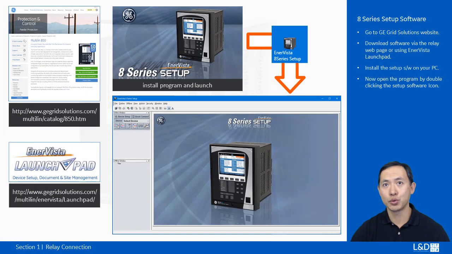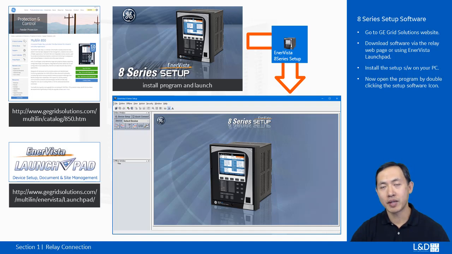The first thing we should do, if you don't have 8-series setup software already installed on your PC, is to find the software needed, download it, and install it on your machine. To do this, you have a few options. You can install it from the CD that comes with a relay.